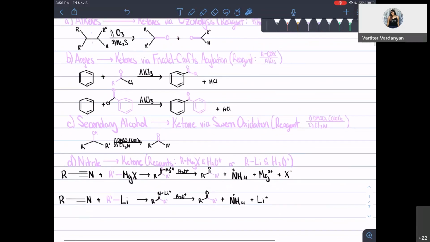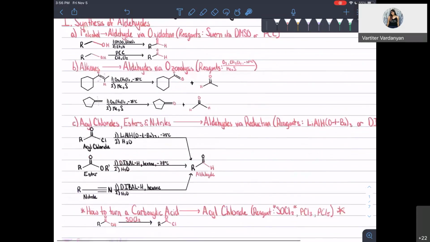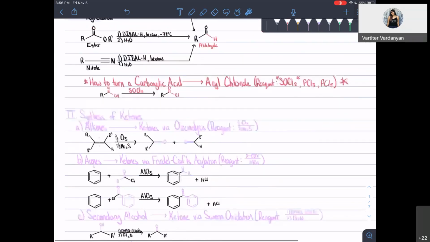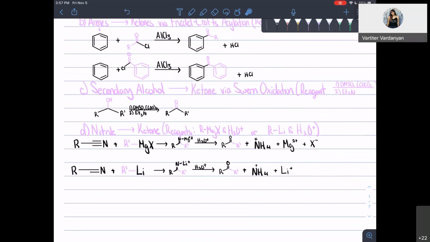So, all right, secondary alcohol. You can also use a secondary alcohol to create a ketone via Swern oxidation. This is the reagent. So Swern just means DMSO. So when you have a secondary alcohol reacting with DMSO, you form a ketone. Remember, to create an aldehyde, you need a primary alcohol with DMSO. So, yeah. And then finally, you could take a nitrile and turn it into a ketone.